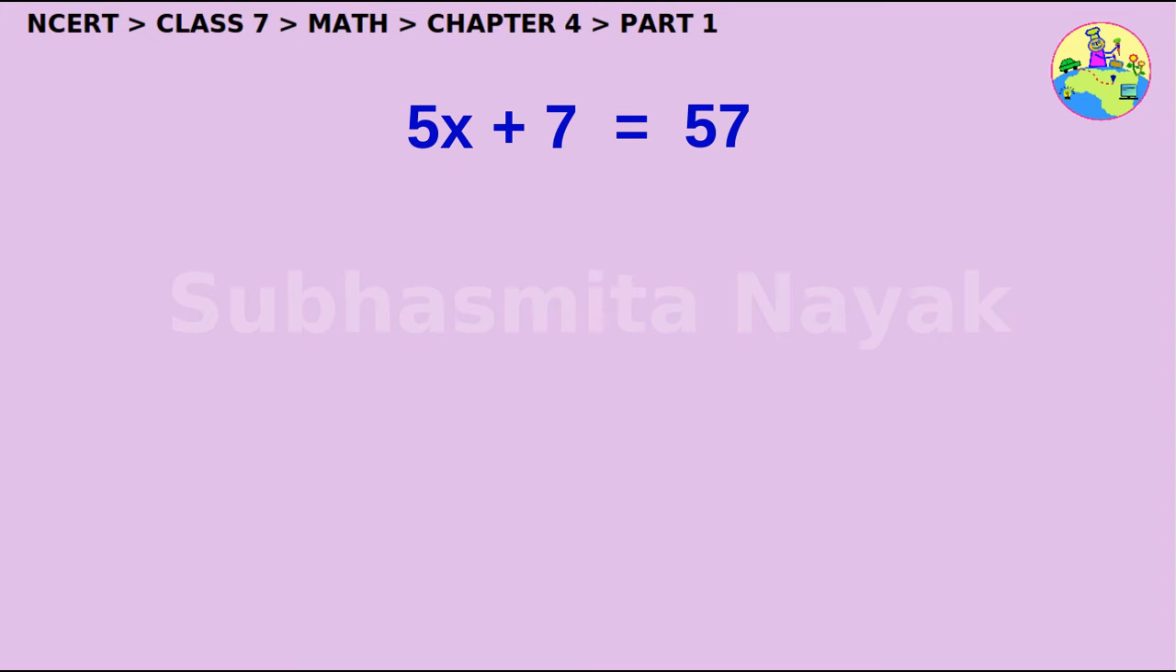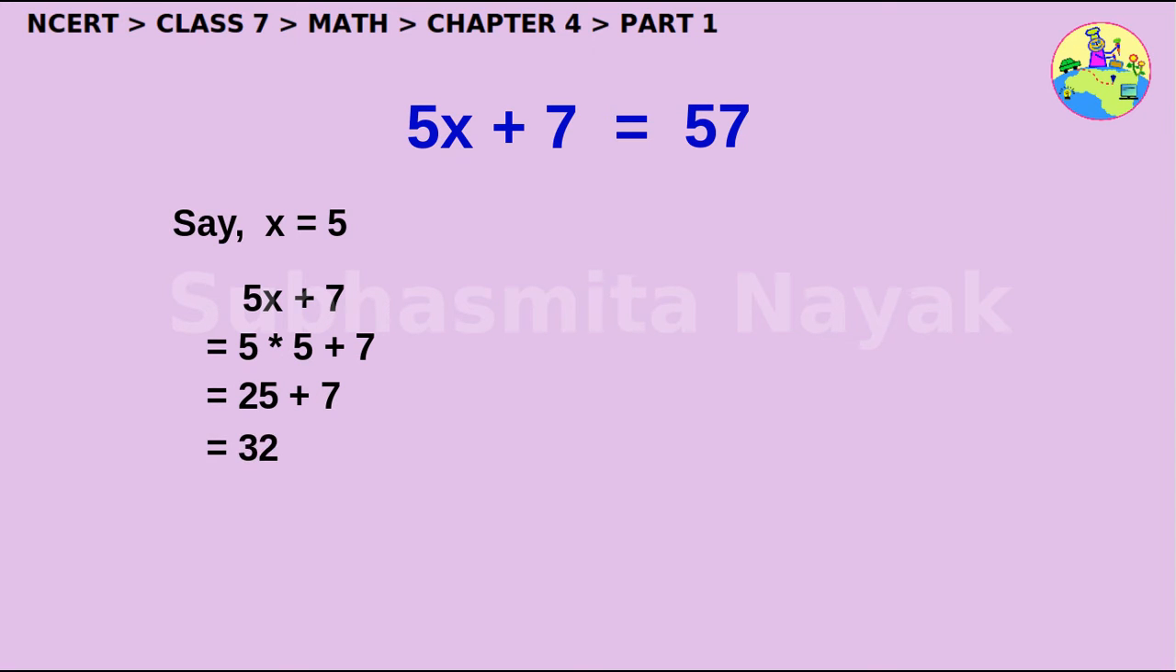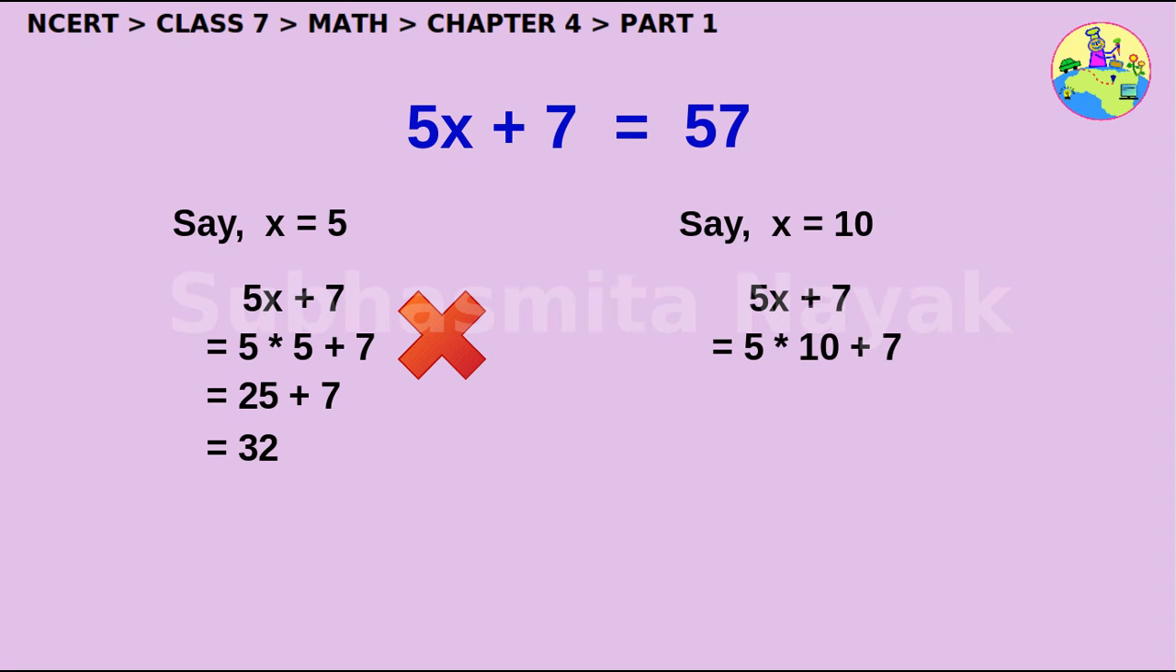will become true. Let's say x = 5. Then 5x + 7 = 5 × 5 + 7 = 25 + 7 = 32. This is not equal to 57. So x is not equal to 5. Let's say x = 10. Then 5x + 7 = 5 × 10 + 7 = 50 + 7 = 57.